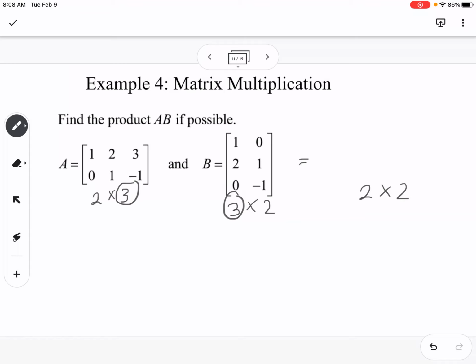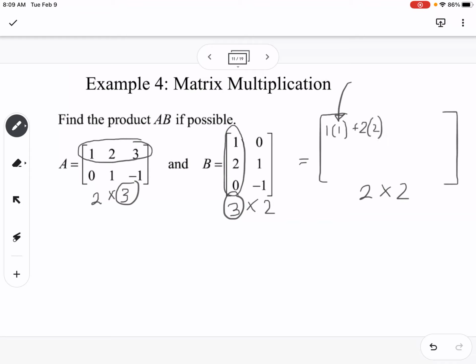So what you're going to do, let's see if I have enough space here. You're going to multiply the row of the first matrix by the column of the second matrix, and you're going to add all of your multiplications together. So for example, I'm going to start with this row by this column, and that's going to go right here. So we would say 1 times 1 plus 2 times 2 plus 3 times 0.